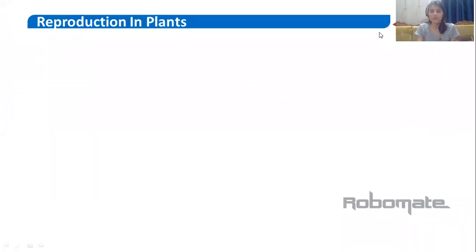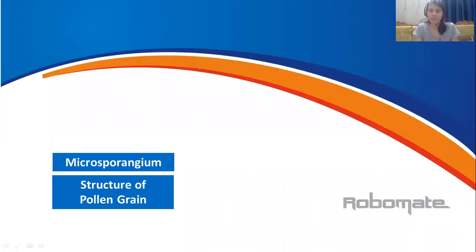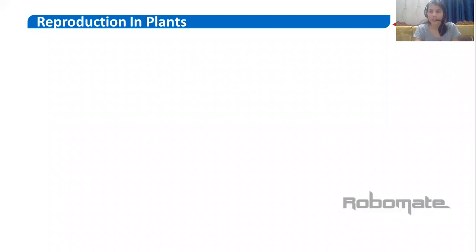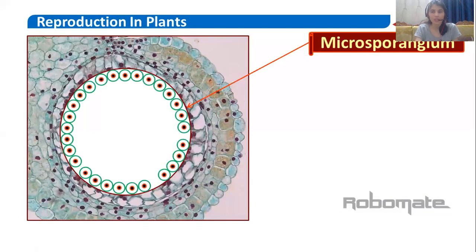Hello friends. So in this video we are going to discuss the microsporangia and the structure of pollen grains. Okay, so let's start. This is a diagram showing microsporangia. You all know the anther is bilobed and each lobe contains two locules, that is a tetralocular structure. This locule is known as microsporangia. So here we are taking one sporangium and we are going to discuss that.